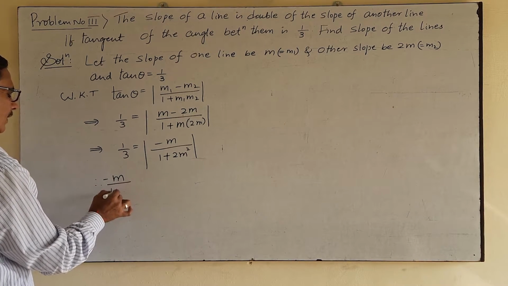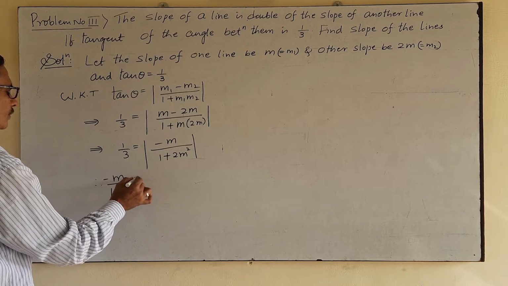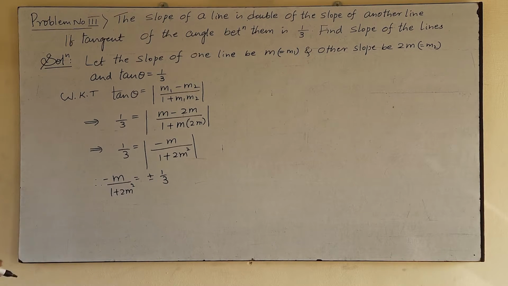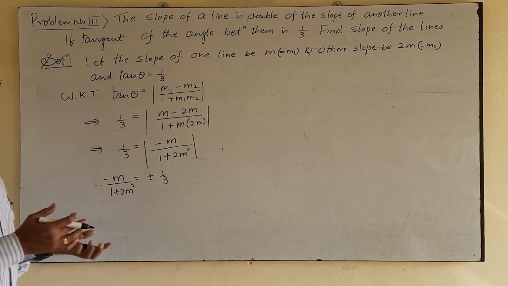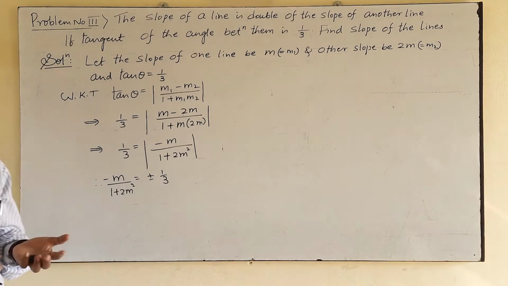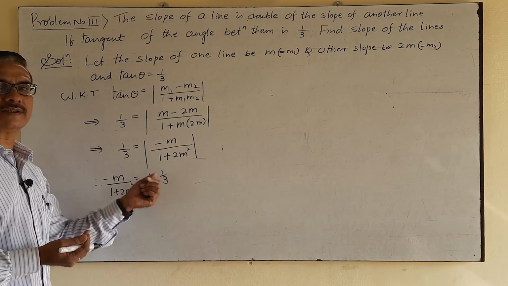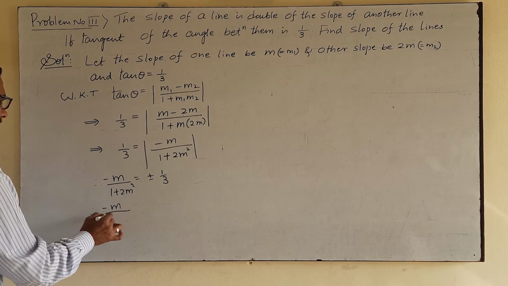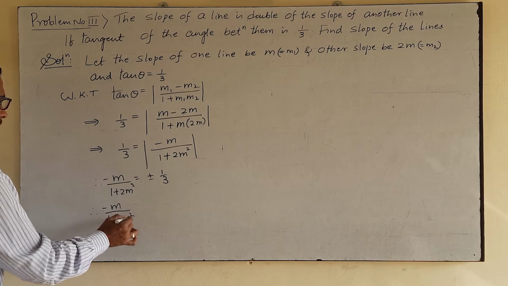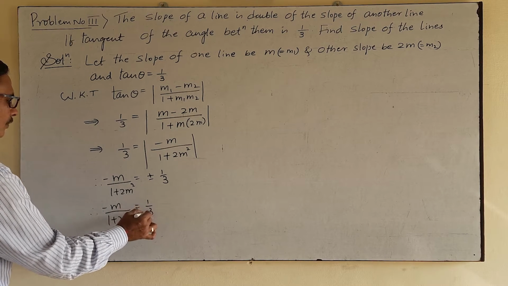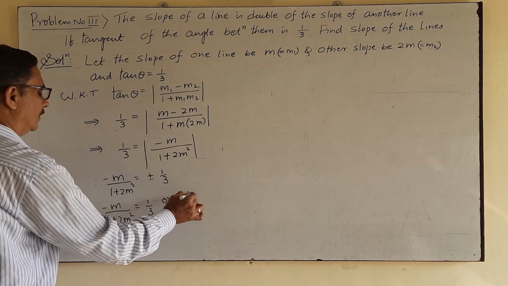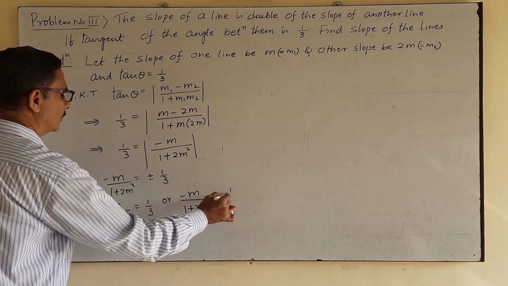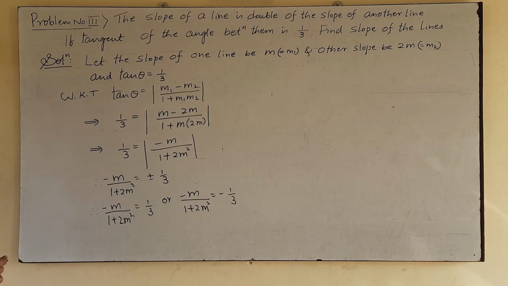So remove the modulus sign. Minus m divided by 1 plus 2m square is equal to plus or minus 1 by 3, because we don't know the value of m. M value, it may be positive or negative, we don't know. That's why by taking plus or minus. Now there are two cases. Minus m divided by 1 plus 2m square is equal to plus 1 by 3, or minus m divided by 1 plus 2m square is equal to minus 1 by 3.